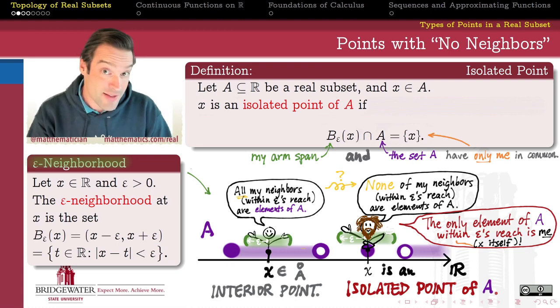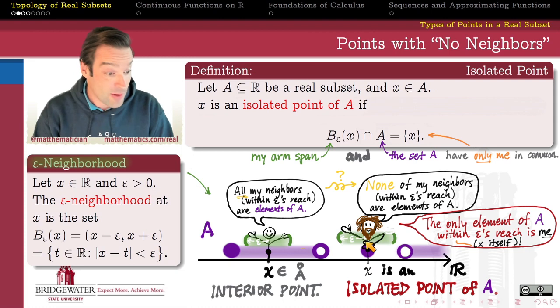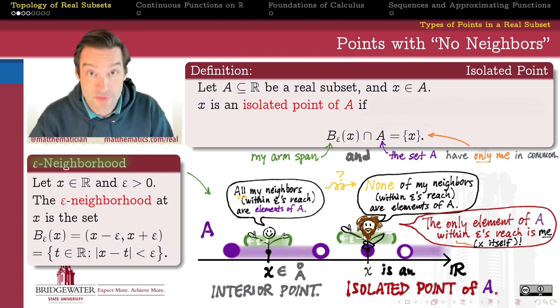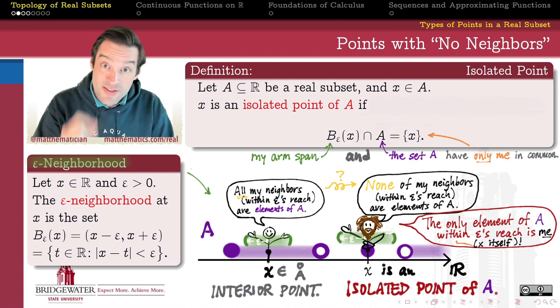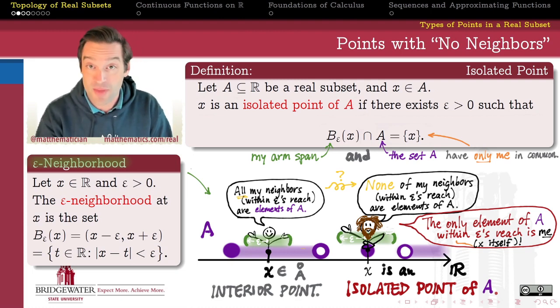Now, how many epsilon does this need to work for? Well, again, even if this hermit stretches out their arms long enough, eventually they're going to be able to touch other points in A. So we don't need this to work for all values of epsilon, but if it works for even a single positive value of epsilon, then I must be an isolated point of this set.